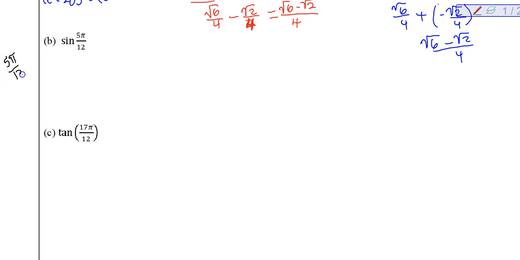5 pi over 12 times 180 over pi. Cross simplify. So basically we're doing 5 times 180 over 12. You got your calculator? And we get the sine of 75 degrees. Right, 75? Check me out.